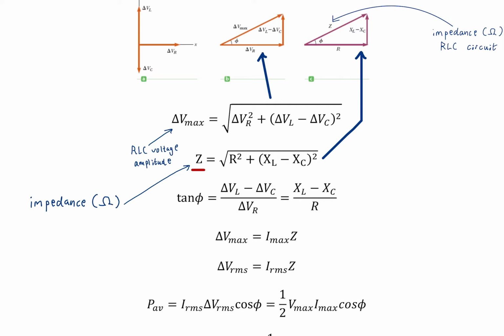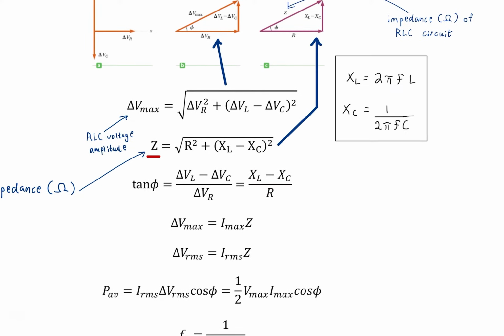Now we can see from the triangle that our definition for the phase angle makes good sense as being opposite over adjacent, where the opposite side of the triangle is the difference between the voltage across the inductor and the capacitor, and the adjacent side is the voltage across the resistor, which is this one here. But as I said, since they're similar triangles, we can also express the tangent of the phase angle as the ratio of the difference between the reactance of the inductor and the reactance of the capacitor, all divided by the resistance.